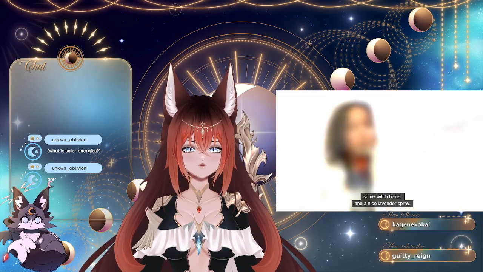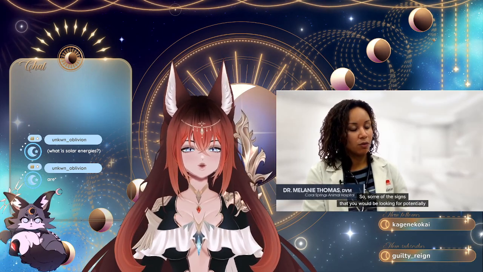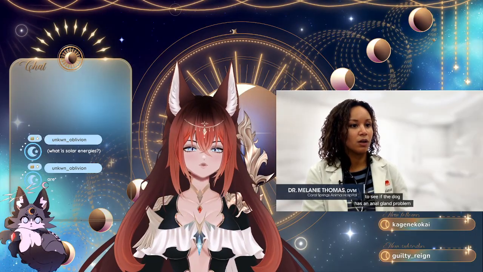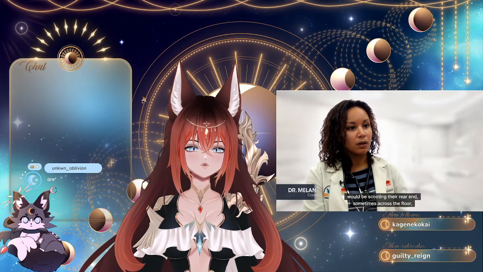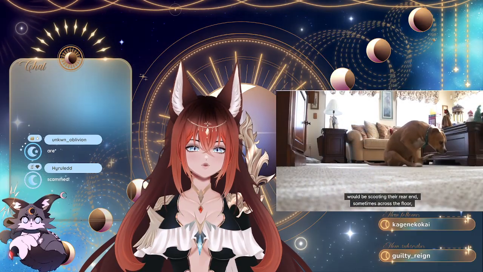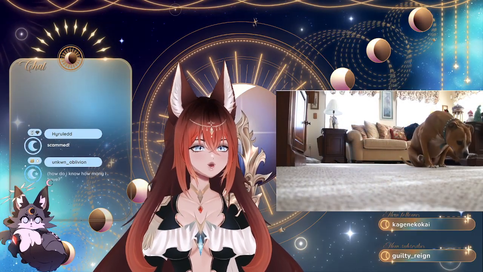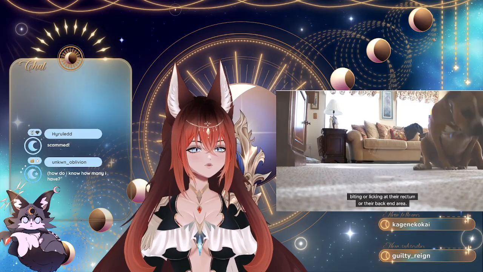Witch hazel? What do you need witch hazel for? So some of the signs that you would be looking for potentially to see if a dog has an anal gland problem would be scooting their rear end sometimes across the floor, or licking at their rectum or their back end area.